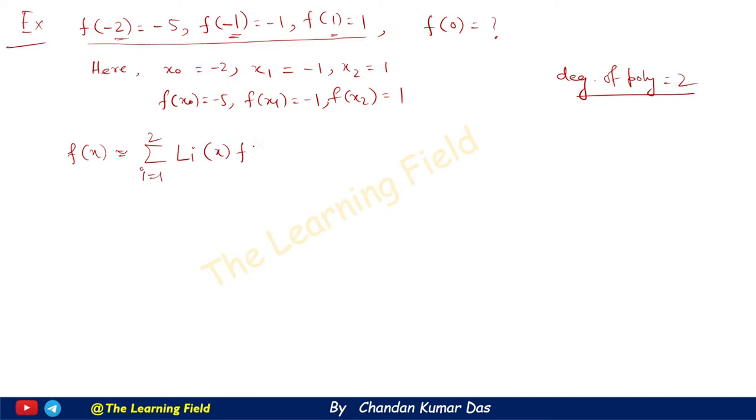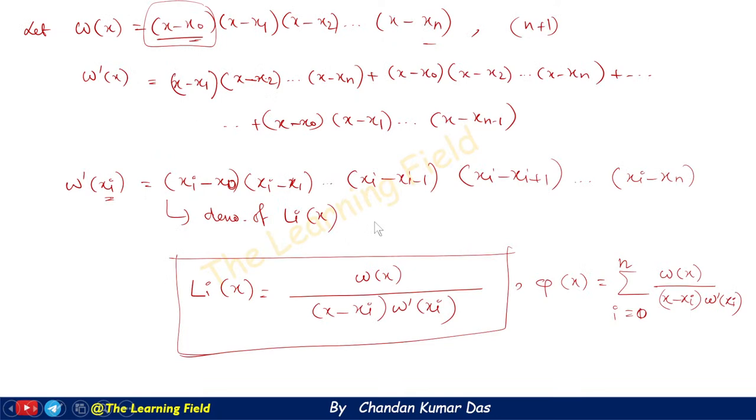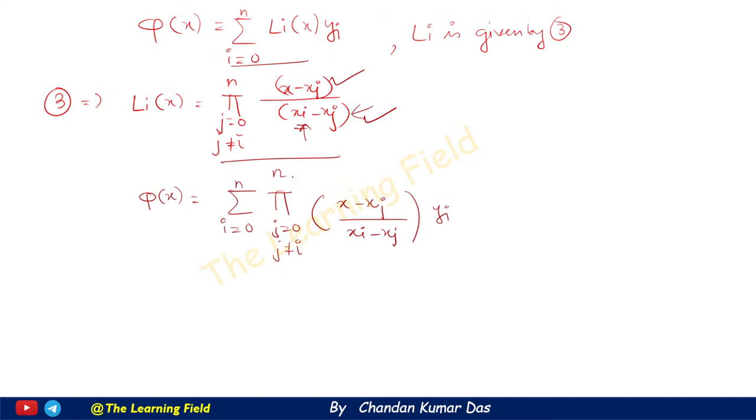That means, if we write the complete formula, we write l of x or f x equal to x minus x1 into x minus x2 by x0 minus x1 into x0 minus x2. Since this is the first term, we don't write the x minus x0 term. So this is the formula, where i equal to 0 to n and j equal to 0 to n with j not equal to i. Here we don't write the zeroth term, into f of x0.